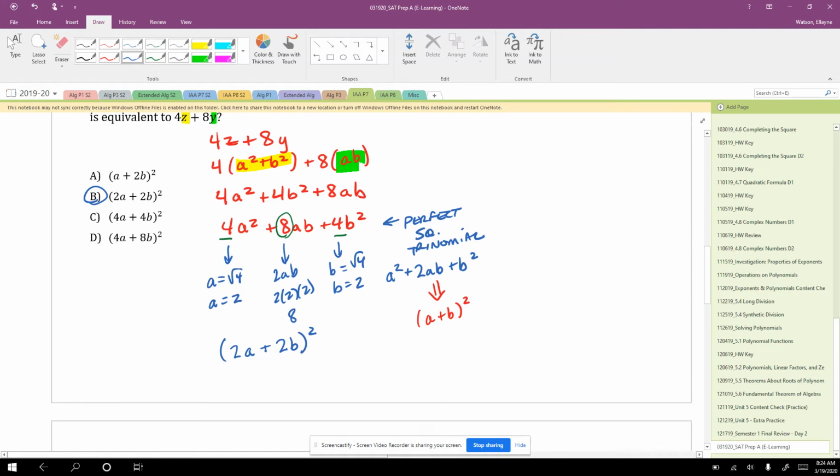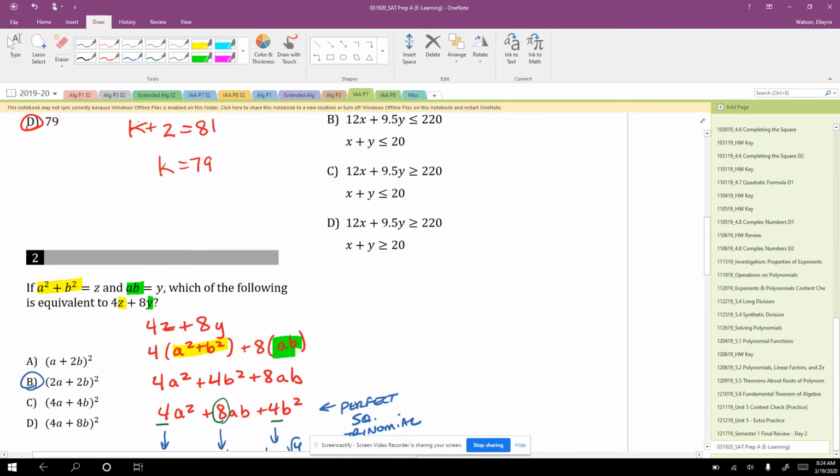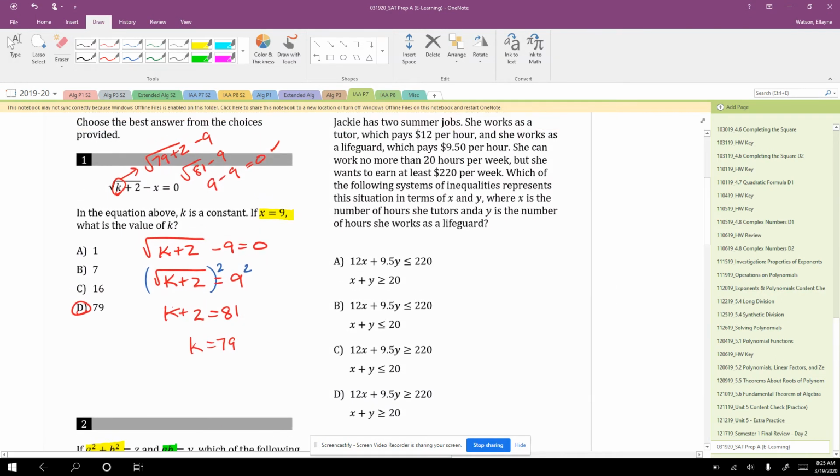The other option, if you don't recognize it right away as a perfect square trinomial, is to multiply these out, meaning you can multiply those out and see which one of those is equivalent to 4a squared plus 8ab plus 4b squared. You'll get there. So you would multiply those out and then compare it to this. It just will take a little bit more time. Okay, all right, let's move to the next one. Nice little word problem here.